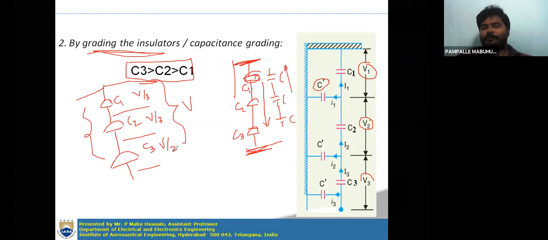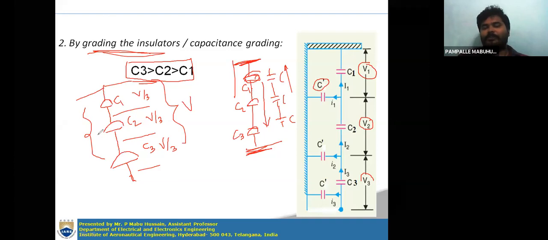Okay, so when the voltage across each disc is the same, the current flowing through each disc will be the same. Like this, you can make the voltage distribution across the string very uniform. By using grading of the insulators, you can make the voltage across each disc almost the same. This is called the uniform voltage distribution.